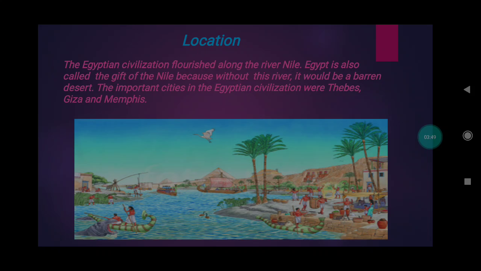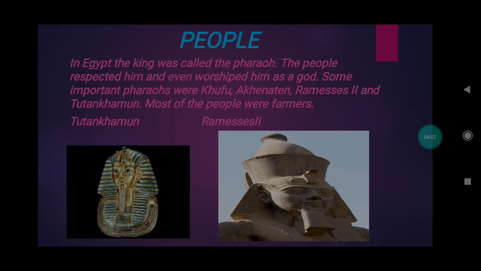The important cities in the Egyptian civilization are Thebes, Giza, and Memphis. People. In Egypt, the king was called Pharaoh. The people respected him and even worshipped him as a god.